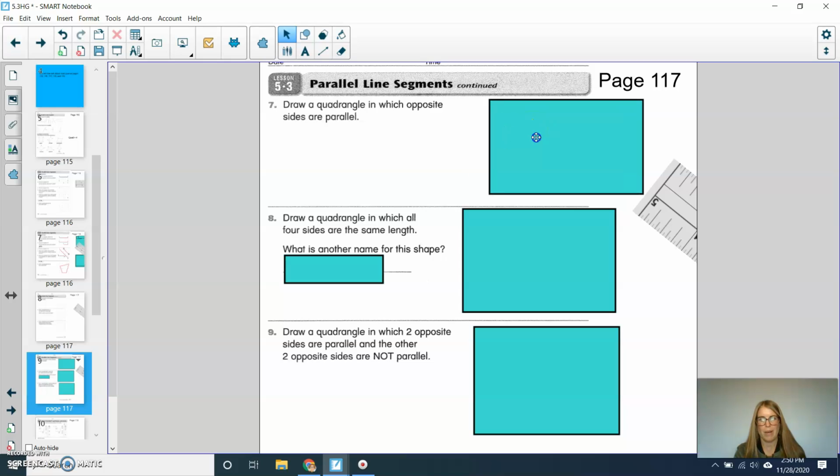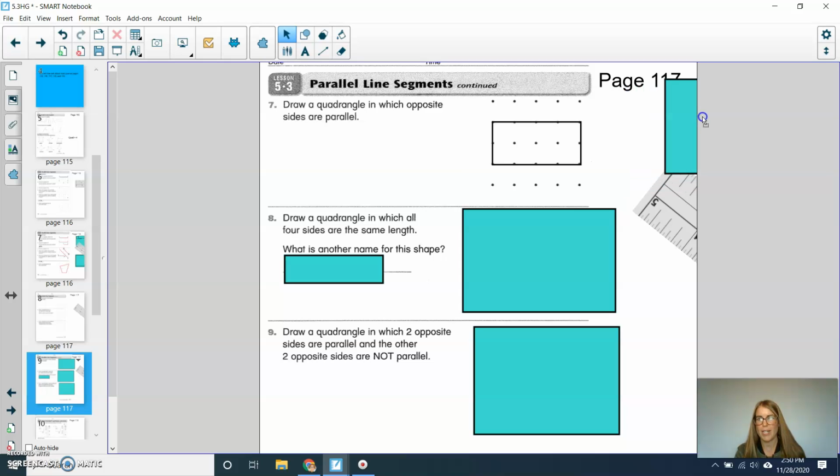All right, I'll show you mine for number 7. So you didn't have to have the exact same, but I drew a rectangle. Notice how it has 4 sides and the opposite sides are parallel. You maybe also made like a square, but just check to make sure that your sides are parallel.